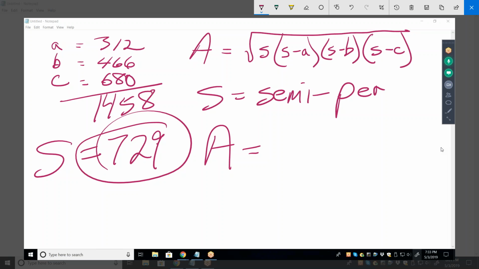It's not a right triangle. You don't know anything about the height, or you know the base, but you can't figure out the height. So this is actually a pretty valuable formula for calculating the area of a triangle. Here's what it's going to be. I'm going to let you do the math.